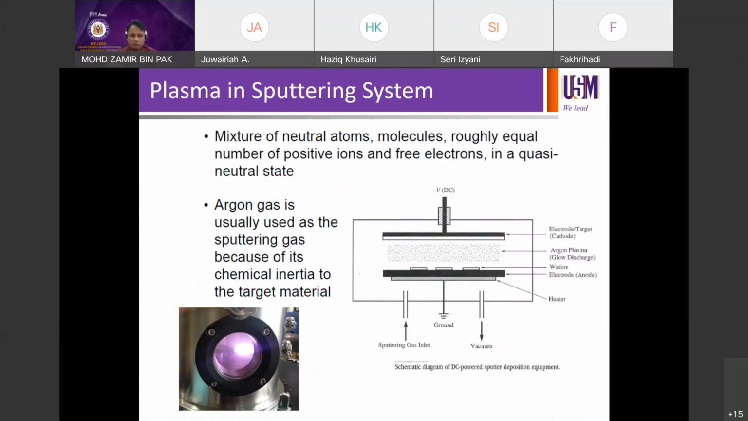So in a sputtering system, you have plasma. It's a mixture of neutral atoms, molecules, and roughly equal numbers of positive ions and free electrons in a quasi-neutral state. Argon gas is used as the sputtering gas because it is inert and doesn't get involved in reactions during the sputtering.